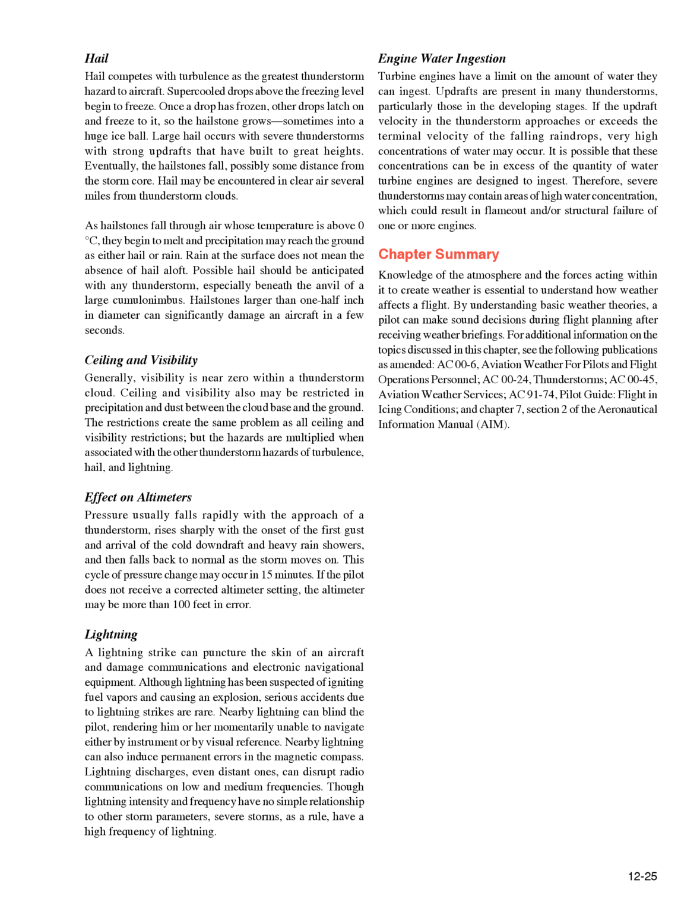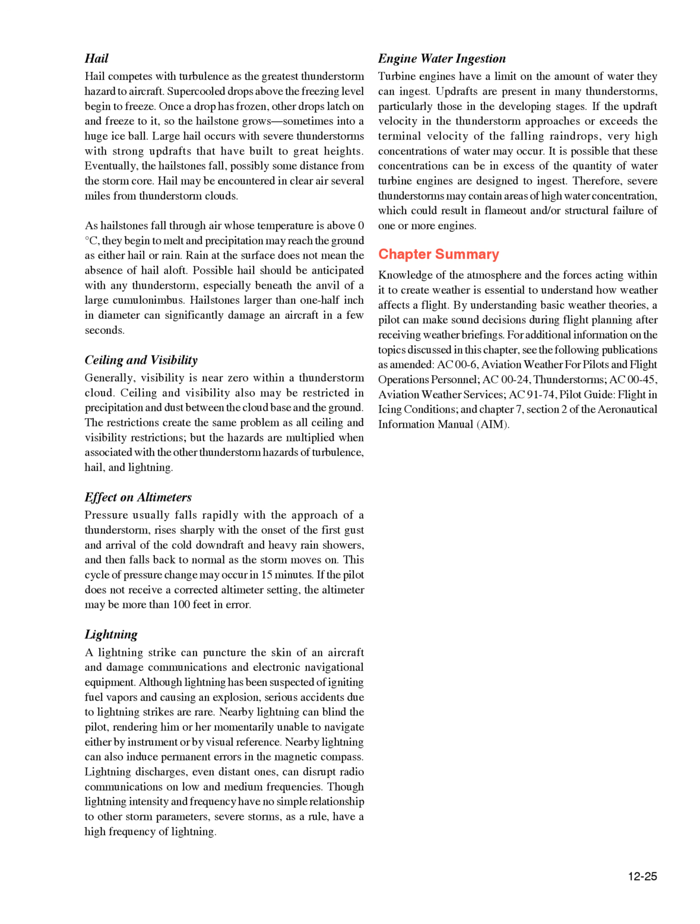Hail. Hail competes with turbulence as the greatest thunderstorm hazard to aircraft. Supercooled drops above the freezing level begin to freeze. Once a drop has frozen, other drops latch on and freeze to it, so the hailstone grows, sometimes into a huge ice ball. Large hail occurs with severe thunderstorms with strong updrafts that have built to great heights. Eventually, the hailstones fall, possibly some distance from the storm core. Hail may be encountered in clear air several miles from thunderstorm clouds.